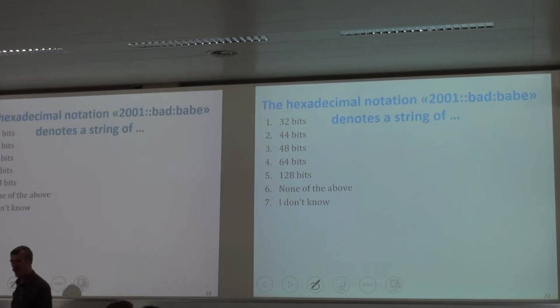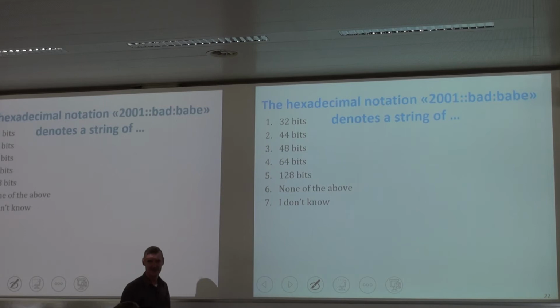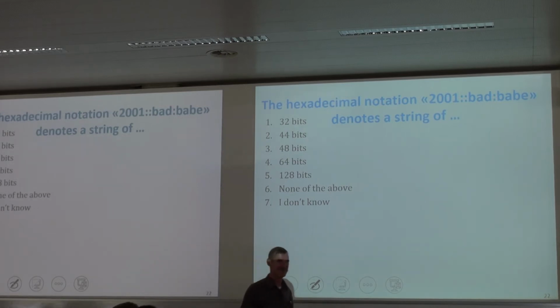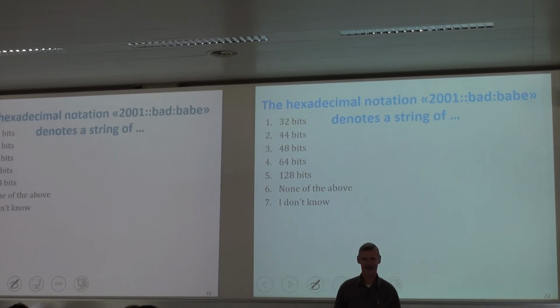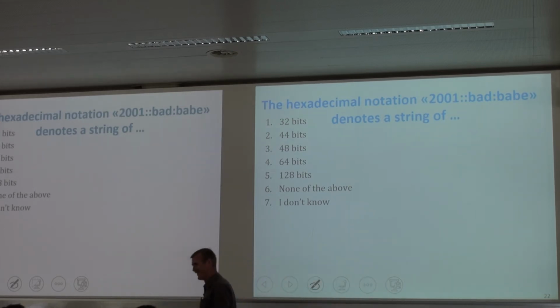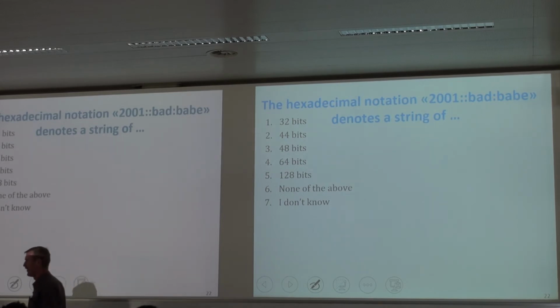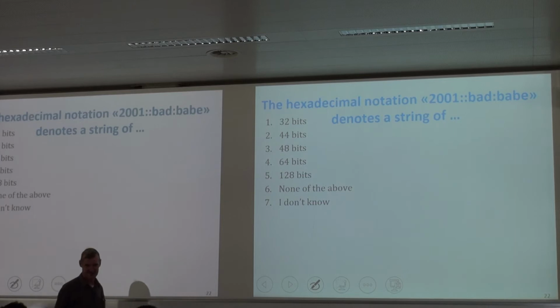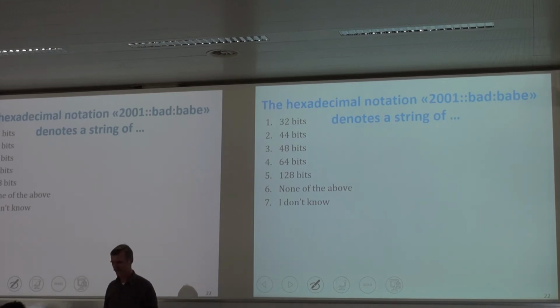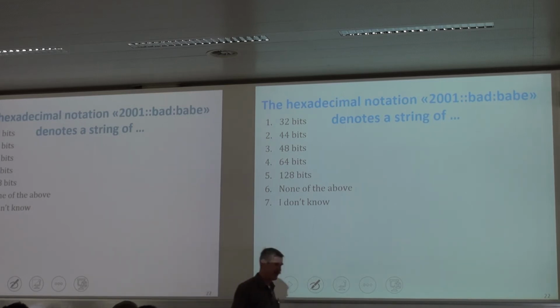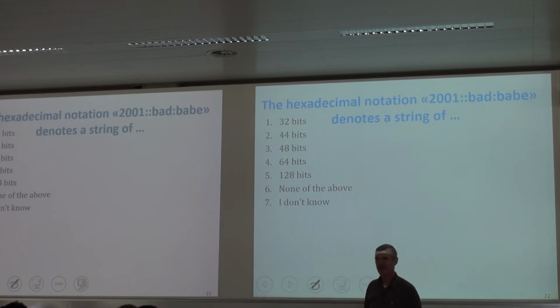So this notation, 2001 Bad Babe, is it a string of 32 bits, 44 bits, etc.? It works? Okay, wonderful. So you can click. Why don't I see? So 5 more seconds, and I close the poll.